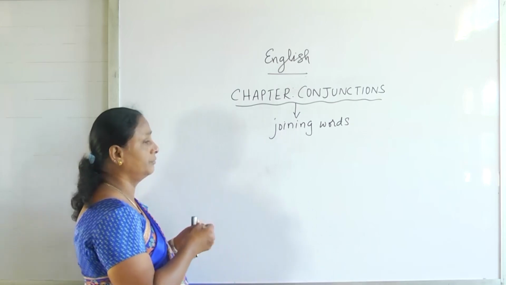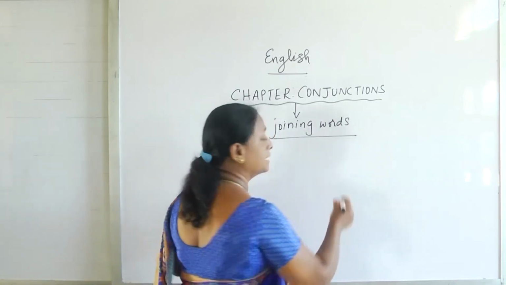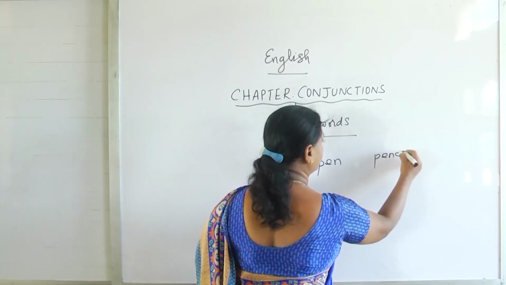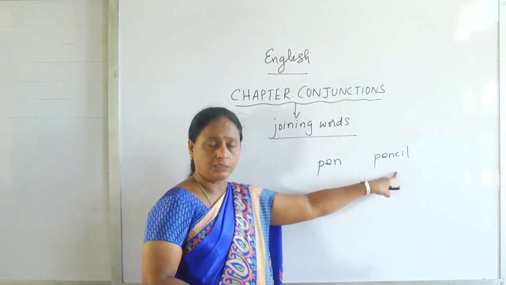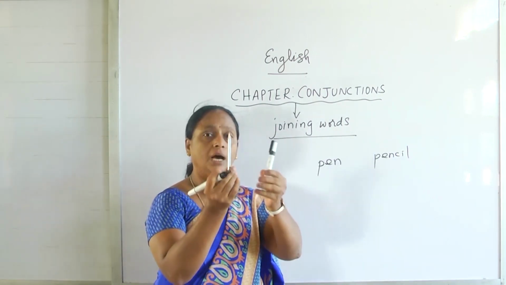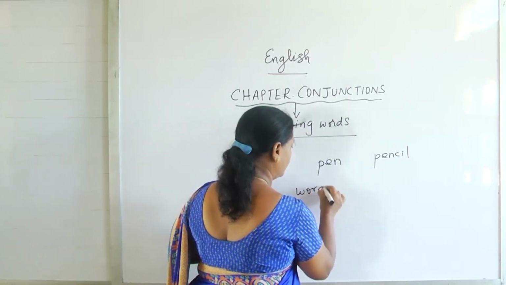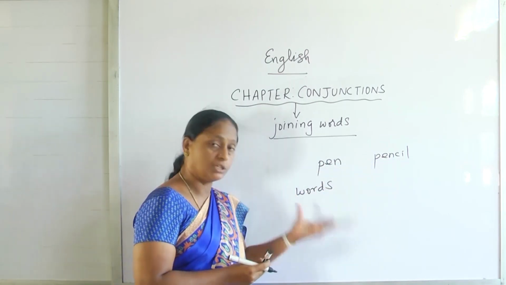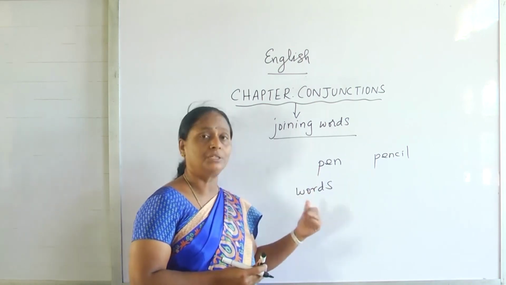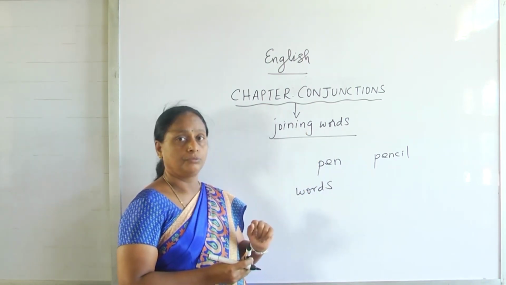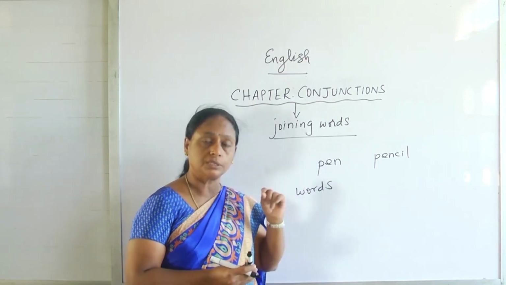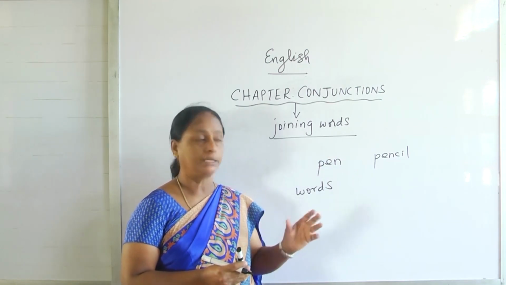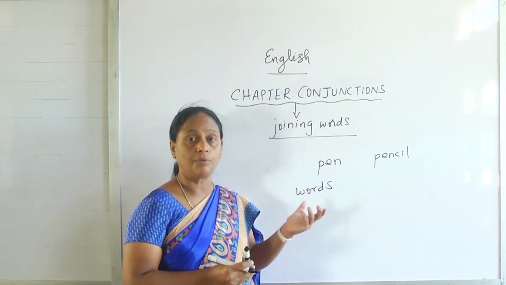Now, joining words. I wrote pen and a pencil. What is this pen and pencil? They are words. At the same time, they are nouns, not only nouns, they are words generally. So to join the words, I need a conjunction. So these joining words are used in a sentence to give a complete meaning. Then it gives a correct sentence. It forms a correct sentence.